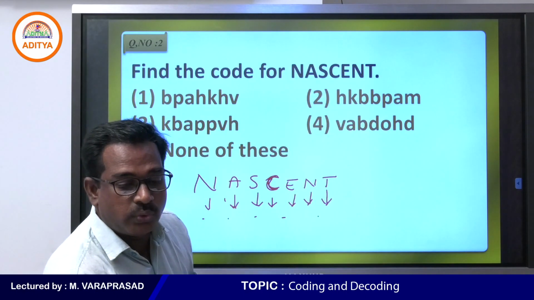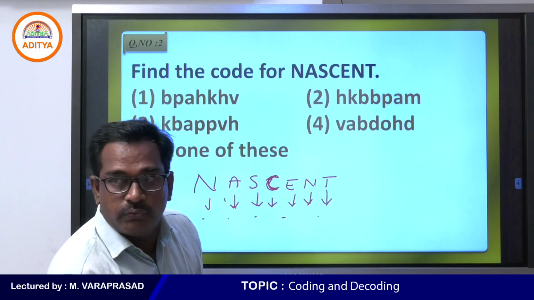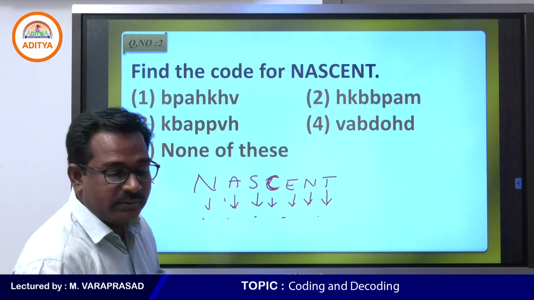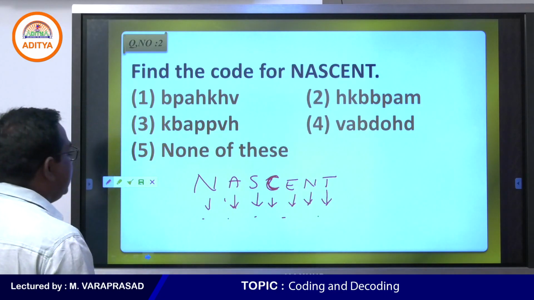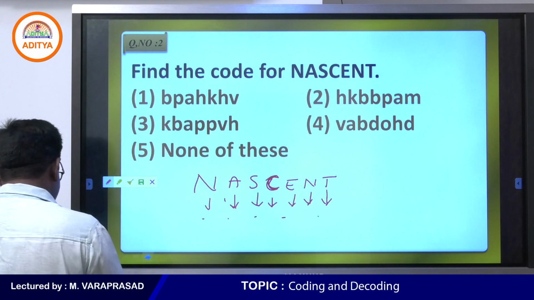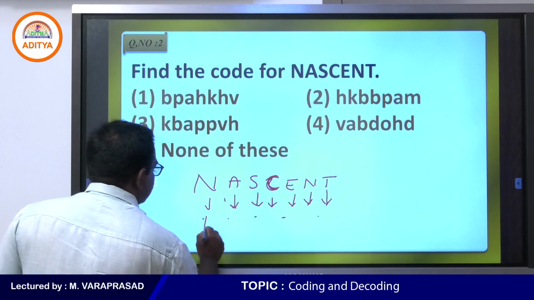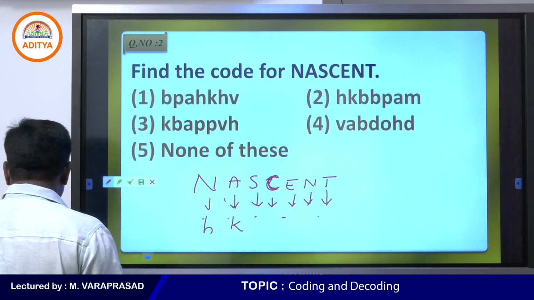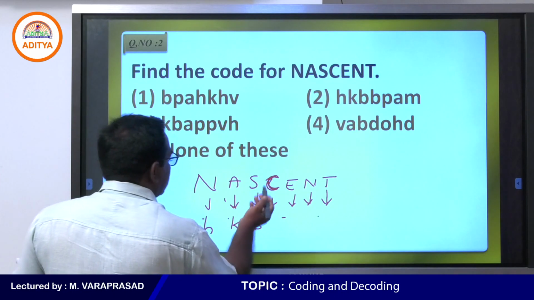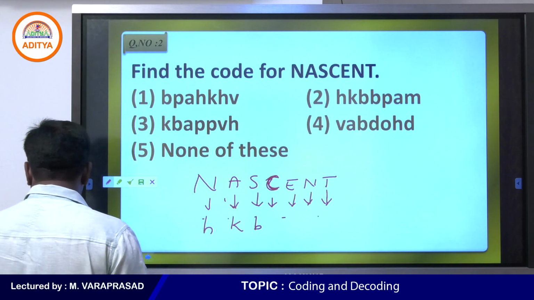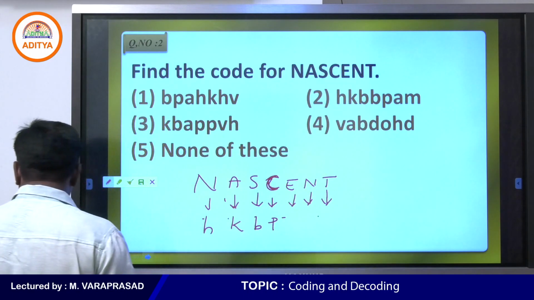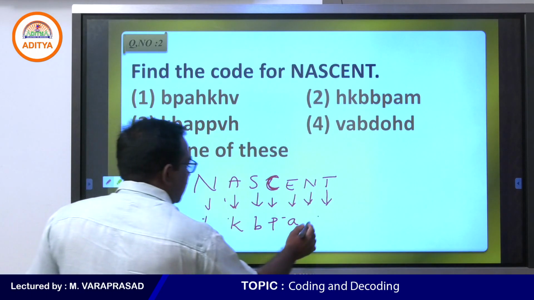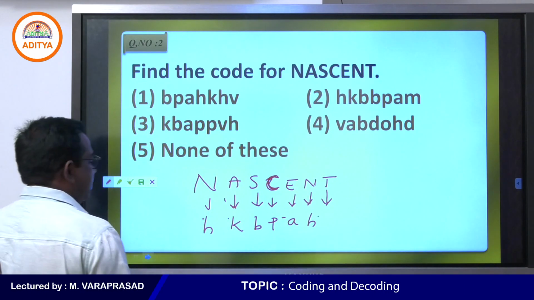What is the code word for NASCENT? So what is the code word for N? Code word for N is H. Code word for A is K. Code word for S is B. Code word for C is P. Code word for E is A. Code word for N is H, already we did it. Code word for T is V.